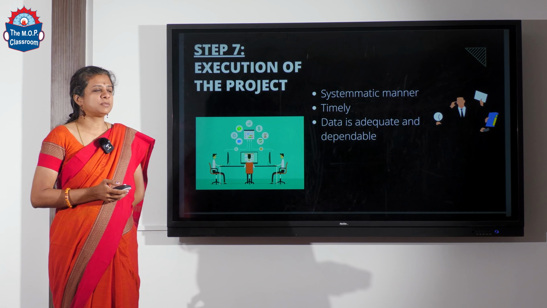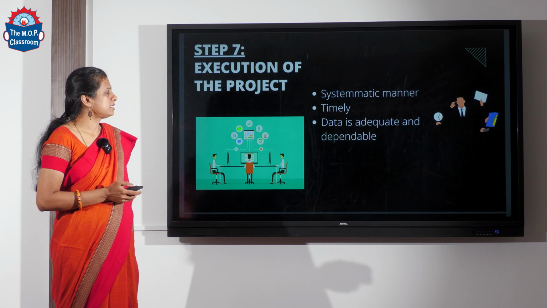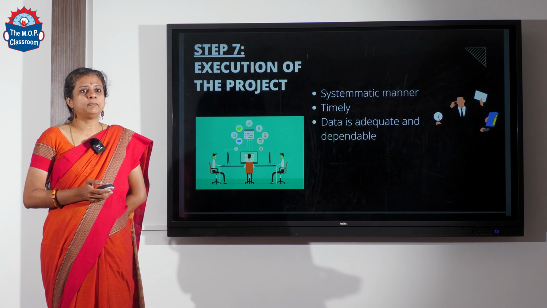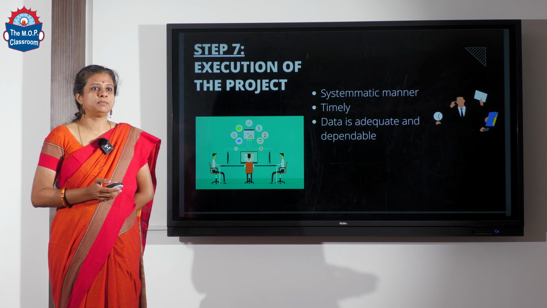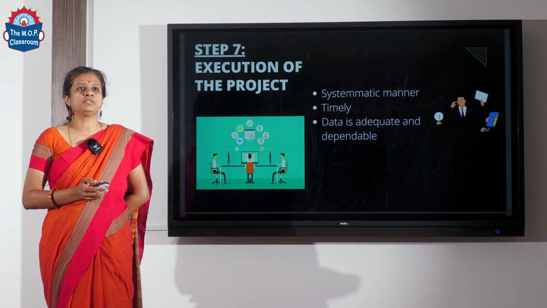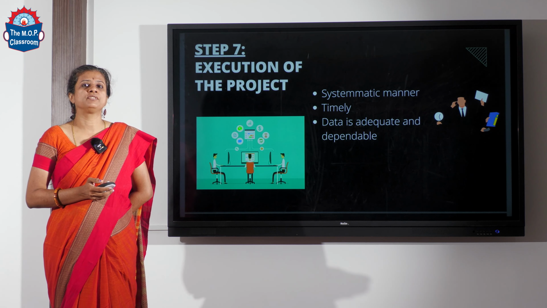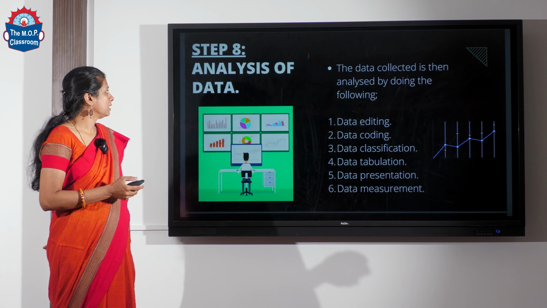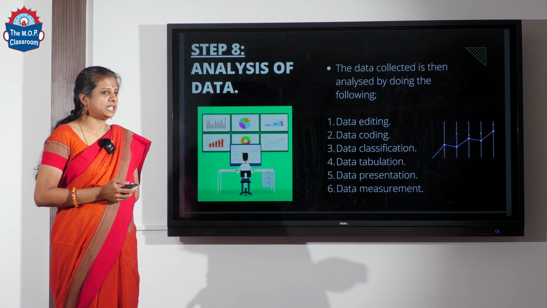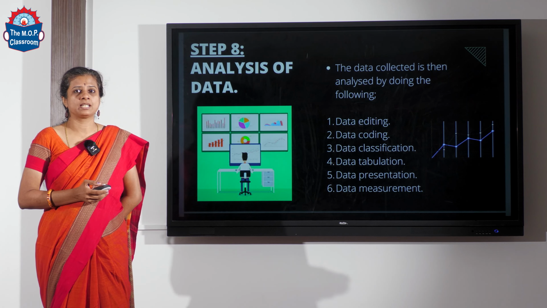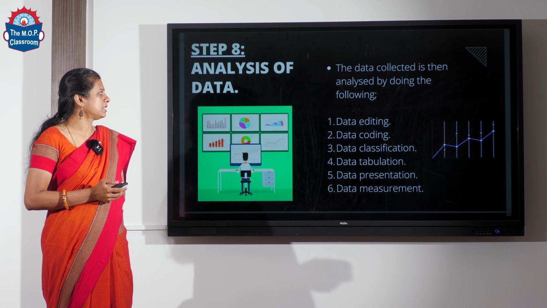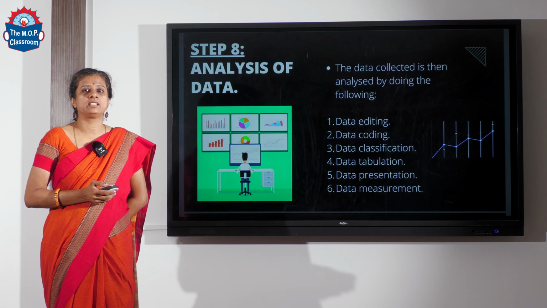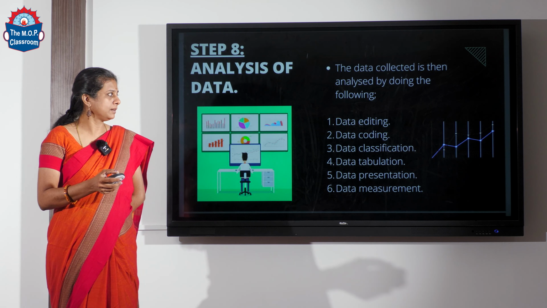Step 7 talks about the execution of the project, the systematic manner and the timely manner in which the research has to happen, and depending upon the adequacy and the availability of the data, the execution of the project happens. It can happen only if the data is adequate and it is dependable. Step 8 talks about analysis of data. Analysis of data has various steps encompassed in it. These are data editing, data coding, data classification, data tabulation, data presentation, and data measurement.